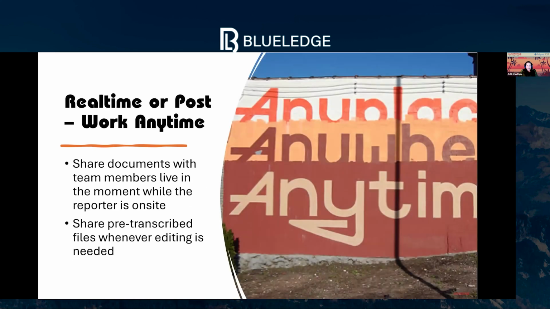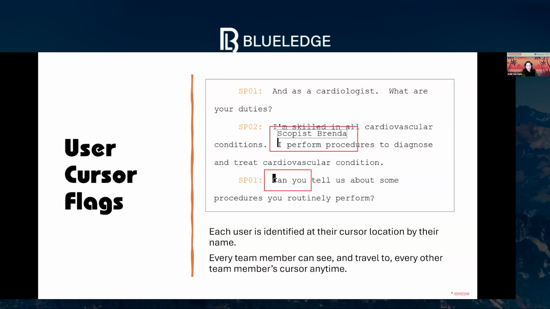Now, when you're doing team editing, you can do it from anywhere in the world. The only requirement is that you guys have to have the exact same version of Eclipse. And this can also be done in real time or with documents that have already been transcribed. When you're working in team editing, each of the users that are participating in the team editing will have a Scopus flag that has their name on it.